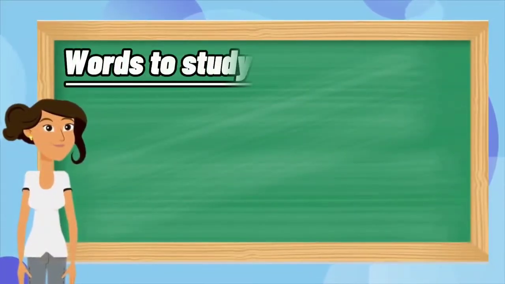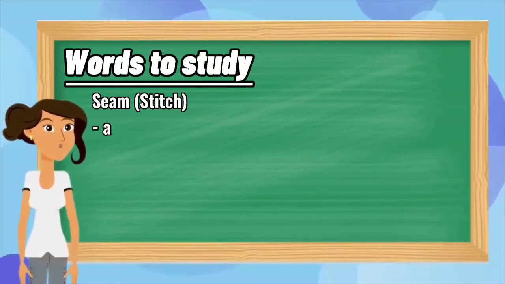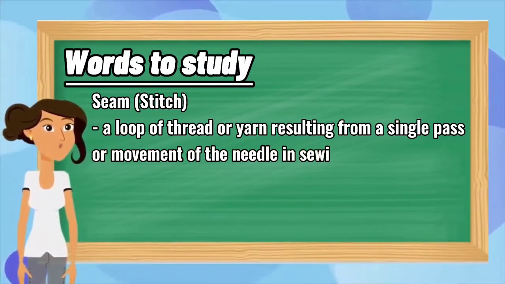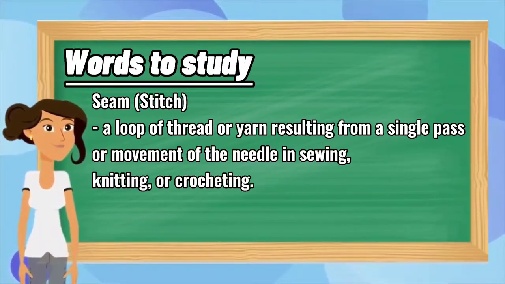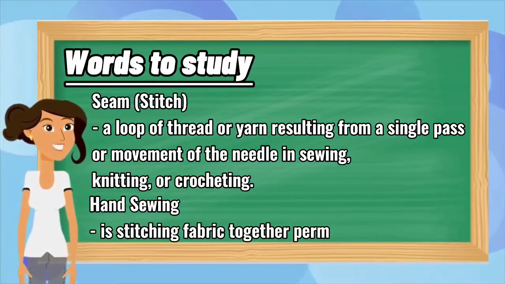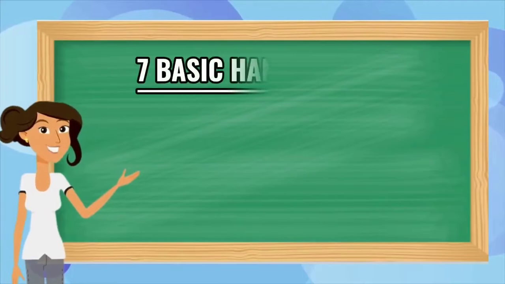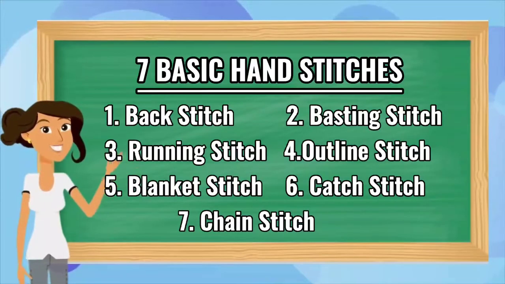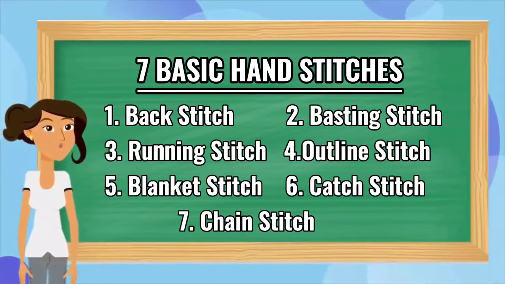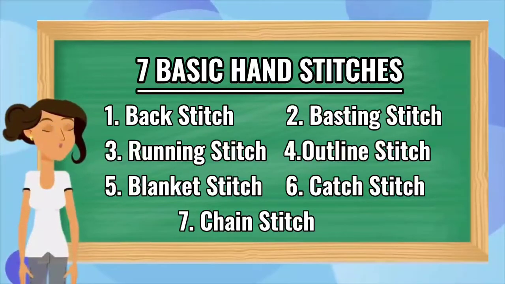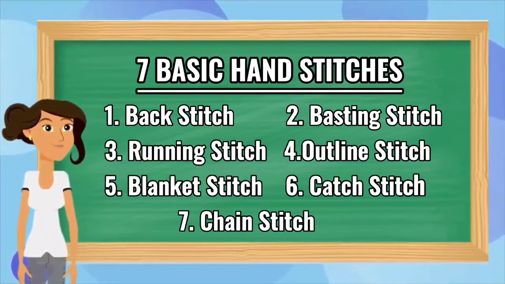Okay, so here are the words to study. When we say seam or stitch, it is a loop of thread or yarn resulting from a single pass or movement of the needle in sewing, knitting, or crocheting. And next, we have hand sewing. It is stitching a fabric together permanently by hand. So these are the 7 basic hand stitches. Number 1, back stitch. Number 2, basting stitch. Number 3, running stitch. Number 4, outline stitch. Number 5, blanket stitch. Number 6, catch stitch. And number 7, chain stitch.